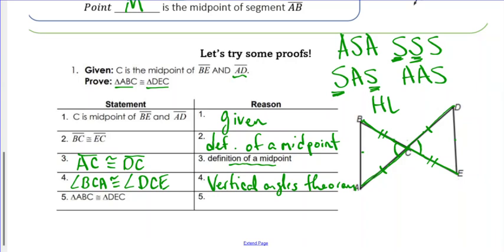And now looking at this, I want to think about which theorem I'm using. I have a side, I have an angle, and I have a side. So by side, angle, side, I know that these two triangles are congruent.